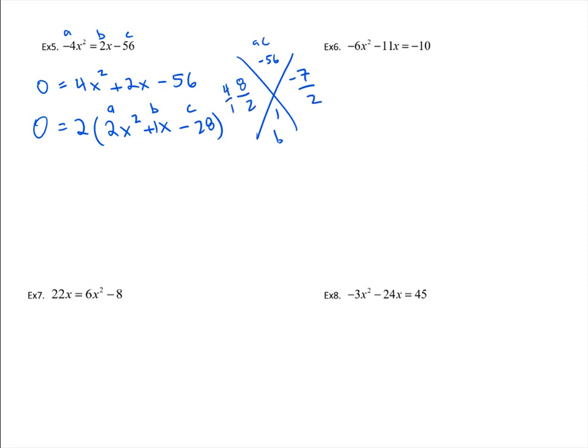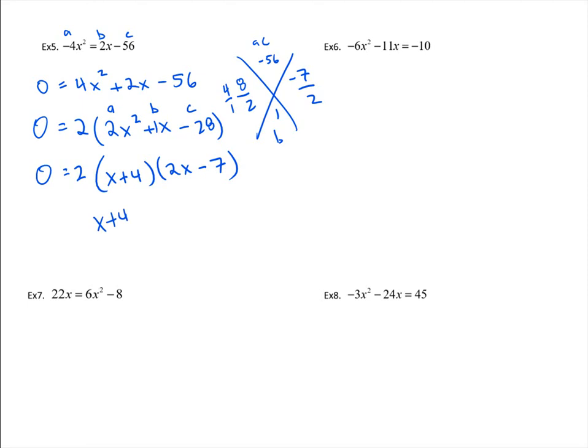Reduce this fraction, that's 4 over 1. So our factors are going to be x plus 4 and 2x minus 7, right? Now, you notice out here, the GCF does not have an x. If your GCF does not have an x, you can just ignore it, okay? So ignore the GCF if there's no x, because we're just solving for x, right? If there's no x there, we don't need to worry about it.